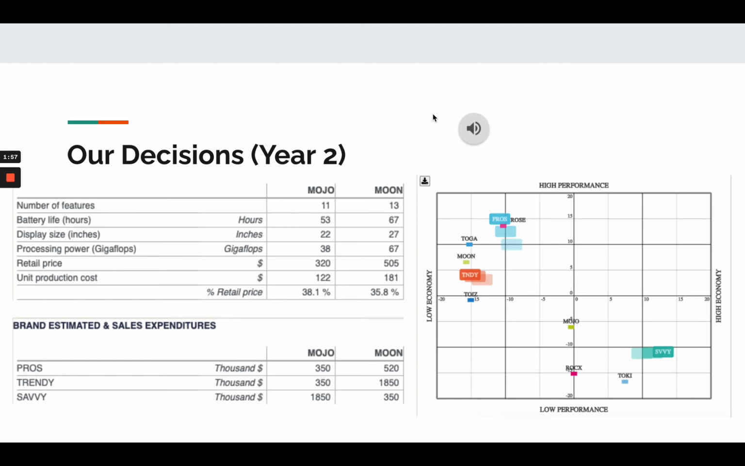For year 2, we changed the sales expenditures for the product Mojo by increasing the expenses aimed at the savvy market. As for the product Moon, which was able to get closer to the market segment of trendy, expenditures were increased to market towards the savvy market segment.